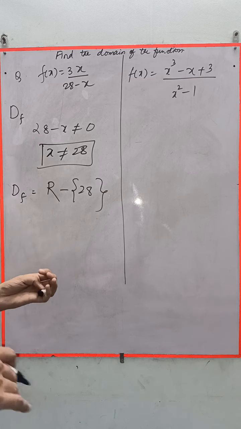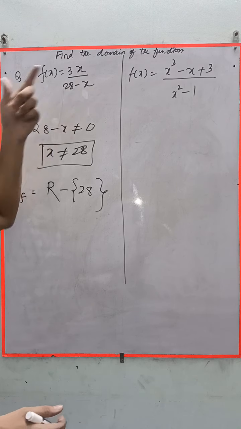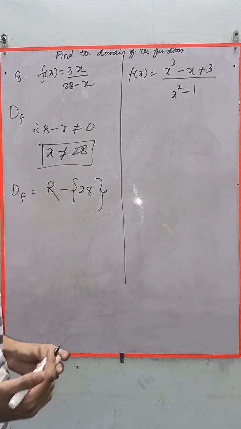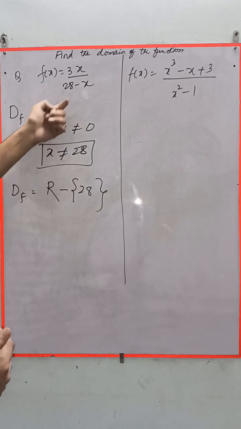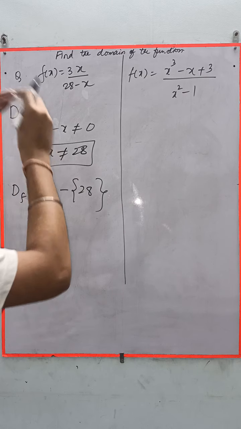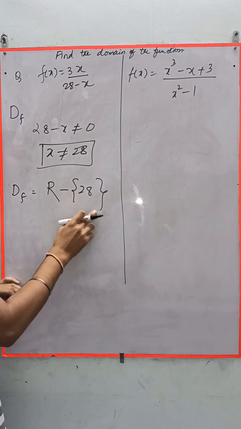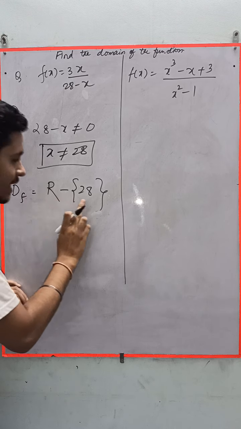What is the actual meaning of domain? That means how many values of x this equation can accept, how many values we can put in, how many values we can give to it. So that is how we write the domain: you give the whole real numbers except 28.